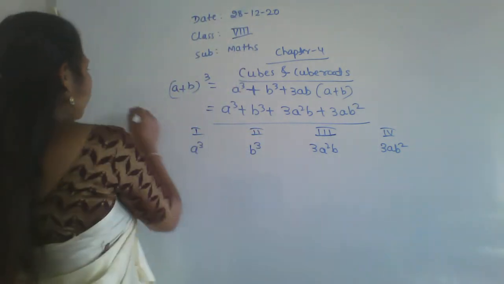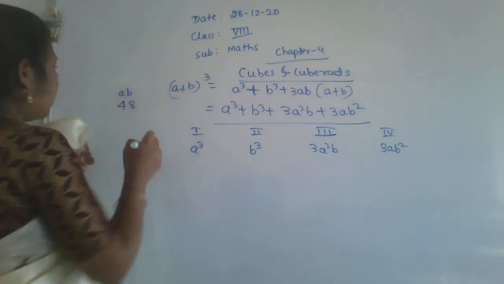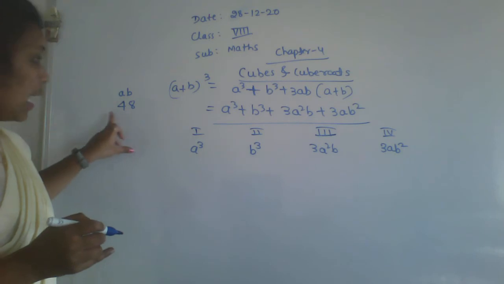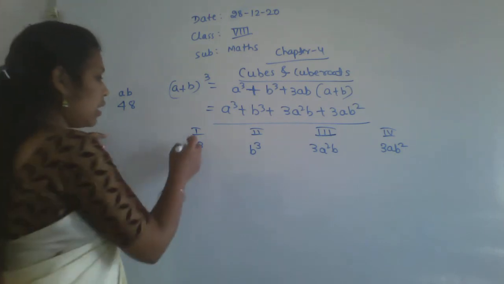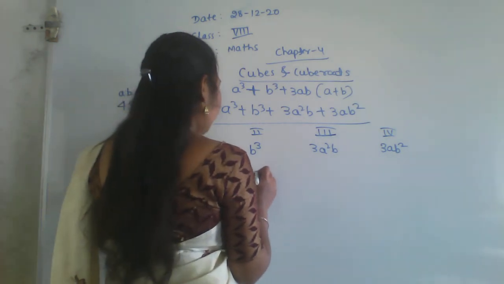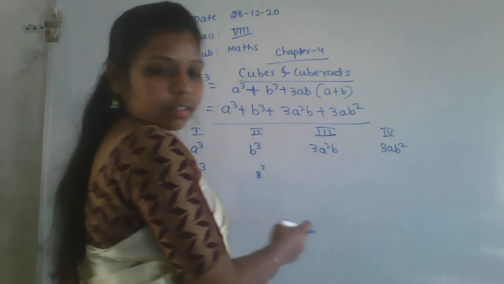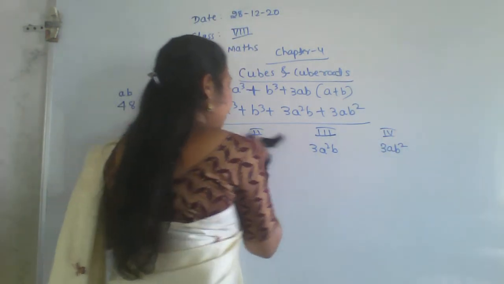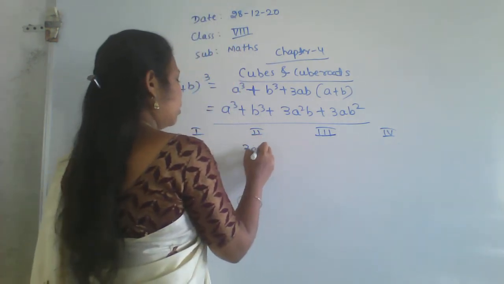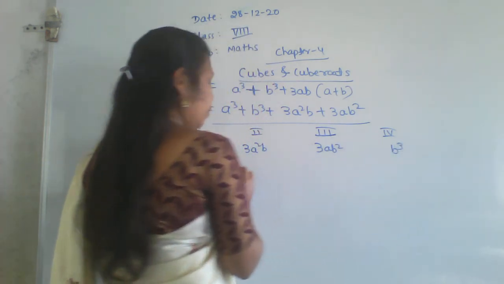So I am giving an example for 48. This is considered as A and B. 4 is A here and B is 8. So now it is 4 cube and here 8 cube. So write the last one as b cube. Okay. So here 3a square b and 3ab square and here b cube.